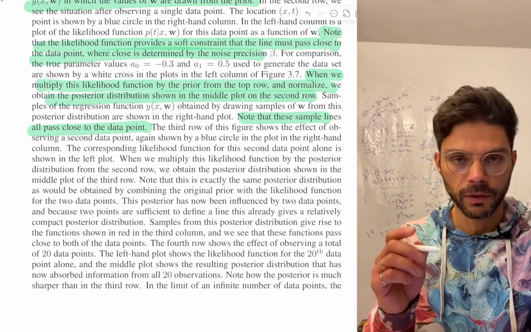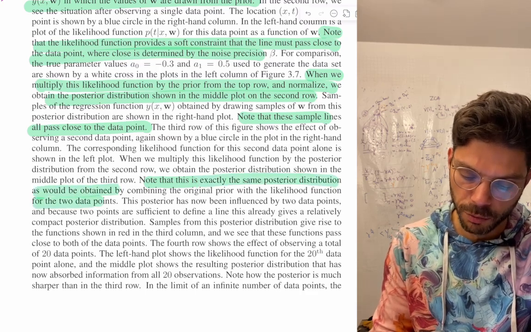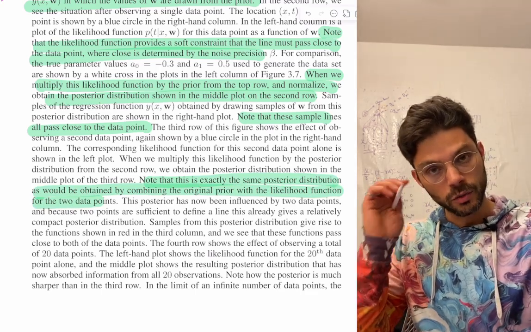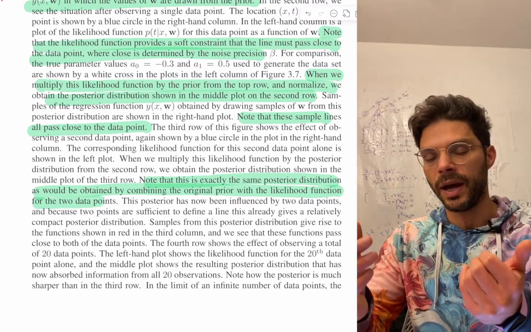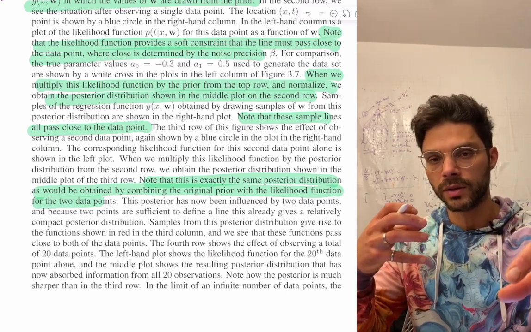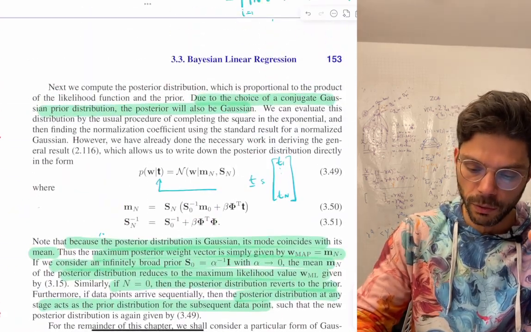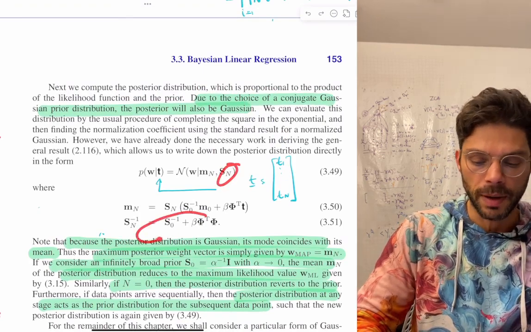An important thing he points out is that this is exactly the same posterior distribution as would be obtained by combining the original prior with the likelihood function. So essentially what we're doing here is going one data point at a time, but what he's saying is you will get exactly the same answer if you just take those first 2 data points, so your n would be 2 in this case, and you just combine it with the prior.